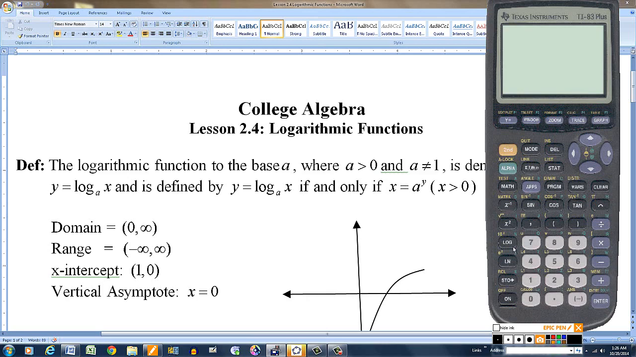So if I want to compute the log of 75, I hit the log function, type in the 75, close the parentheses, and hit enter. So the log of 75 to base 10 is, to two places, 1.88. Clear. If I hit ln and type any number, say 55, hit enter, then this says the natural log, or the log of 55 to base e, is, to two places, 4.01.